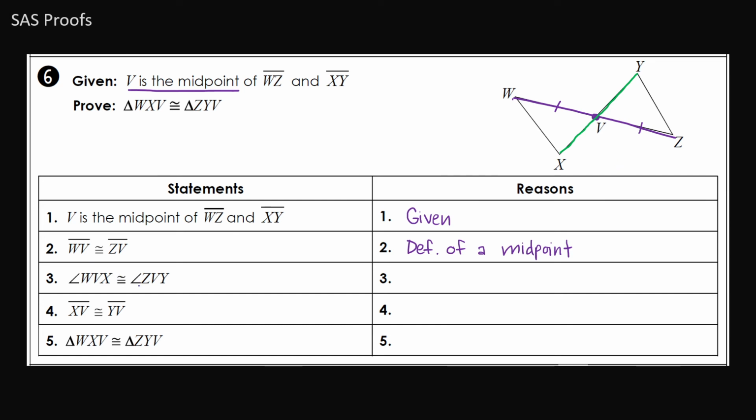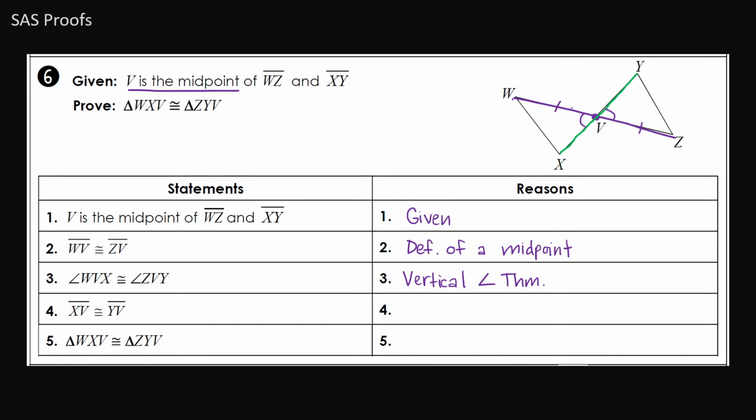Then I'm going to say that angle WVX is congruent to ZVY. WVX and ZVY are congruent. The reason being, well, they're angles that are directly across from each other, and that's what happens when two segments cross. You form vertical angles, and vertical angles are congruent. So the reason being, we could say vertical angle theorem. Vertical angle theorem. If two angles are vertical angles, then they are congruent to each other.